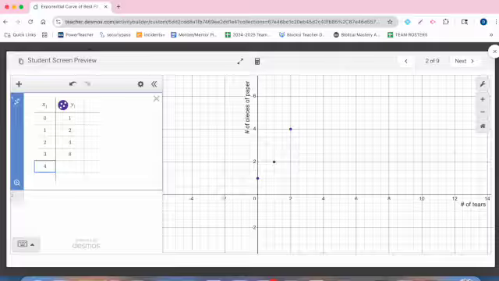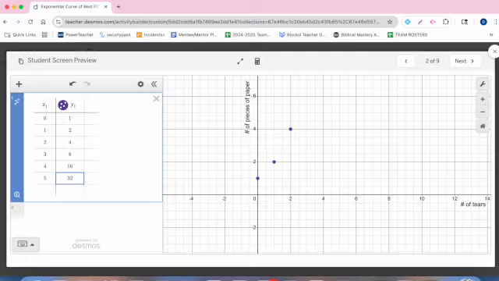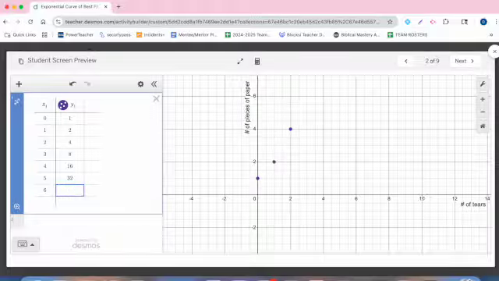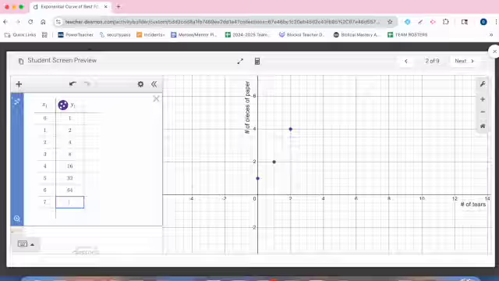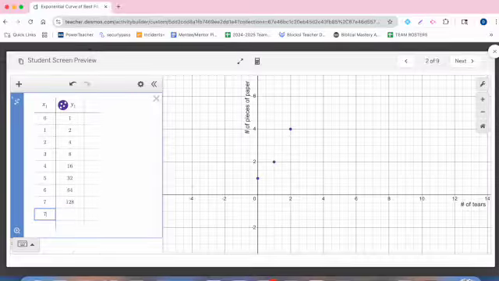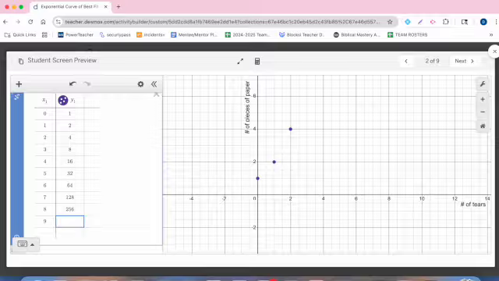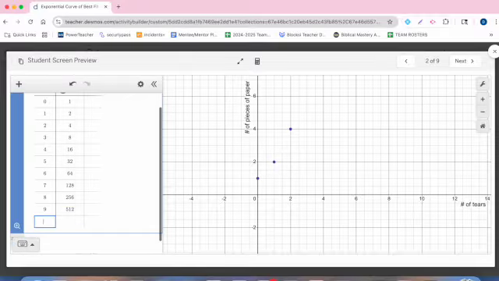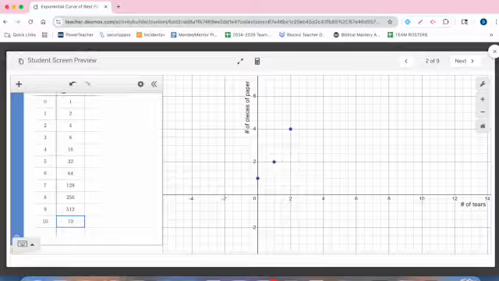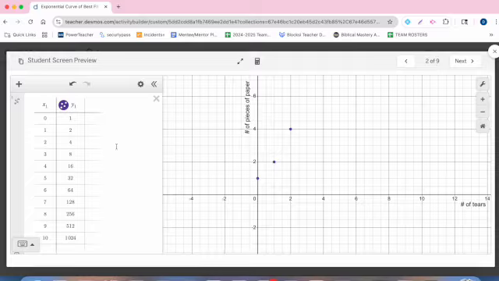And then after we tear it 4 times, we have 16 pieces of paper. 5 times, 32. We just keep multiplying by 2 each time, right? After we tear it 6 times, we have 64. And then after 7 times, that'd be 128. 8 times would be 256. And then 9 times would be what? 512. And 10 times would be 1024.